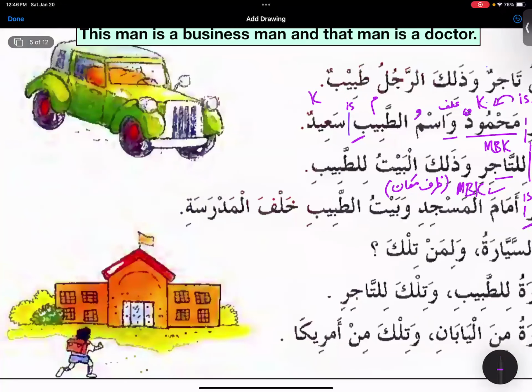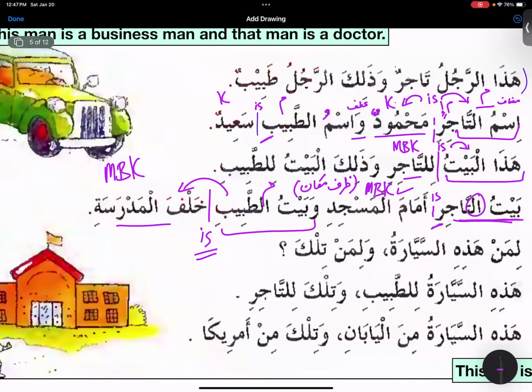Now, next one, baitu tabibi khalfal madrasati. Do they have a relation? Yes, idafa, so they are one bucket. Now, does attabibi and khalfa have any grammatical relation? No, so there is a break in the chain. Now this baitu tabibi, the house of the doctor, is my mubtada, and khalfal madrasati is my MBK. Then khalfa is mudaf, madrasati is mudafilai. Special mudaf, you can call it zarf.